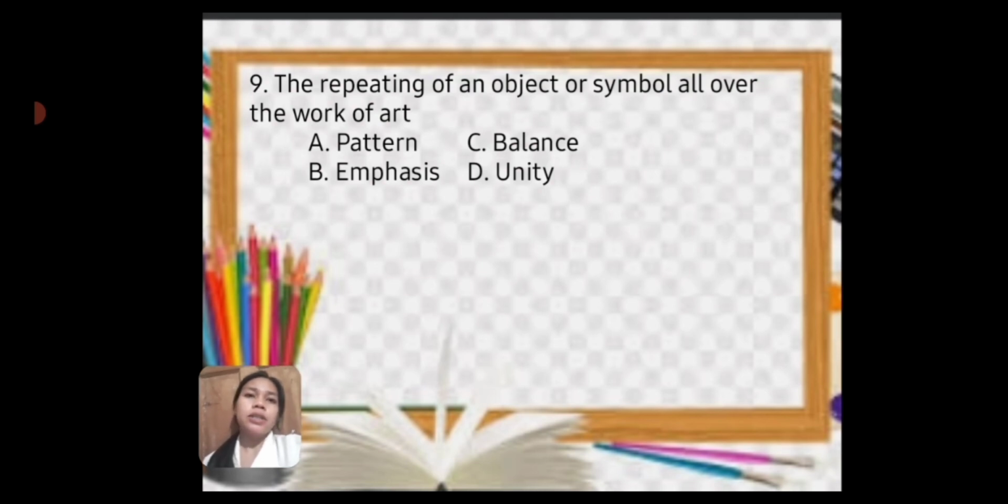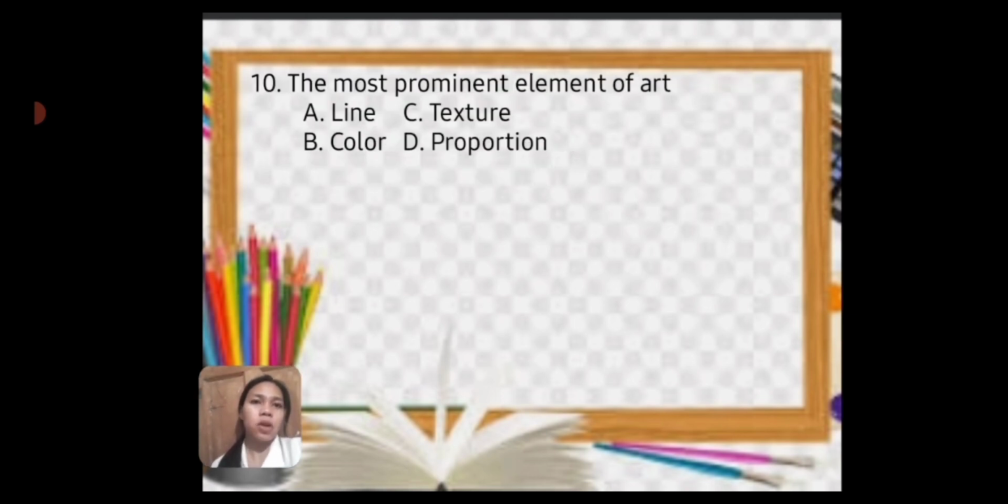Number 9, the repeating of an object or symbol all over the work of art. So letter A, pattern. Letter B, emphasis. Letter C, balance. Letter D, unity. So the answer for this question is letter A, pattern. Repeating of an object or symbol.